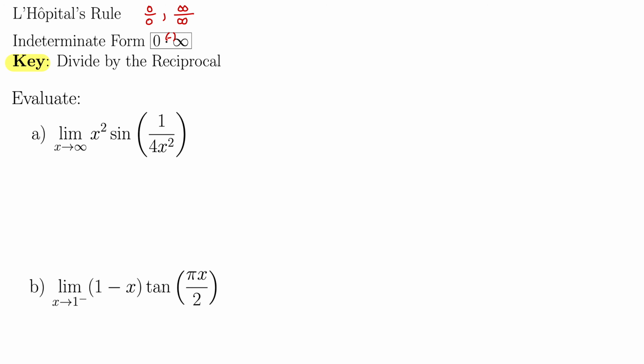So we have two examples here. It says evaluate, and then for part A we have the limit as x goes to infinity of x squared sine 1 over 4x squared. Okay, well, how is this of the form 0 times infinity? Well, the first thing we do is just run this through and plug in infinity. If we did that, we get infinity here times sine 1 over infinity, which is sine 0, which is 0. So there we have our infinity times 0 form. It's an indeterminate form. But anytime you have an indeterminate form along with the limit, you're probably going to use L'Hopital's rule. So let's take a look at that.